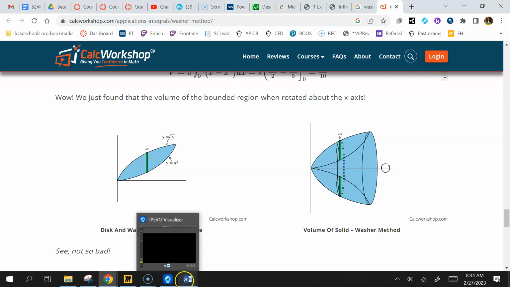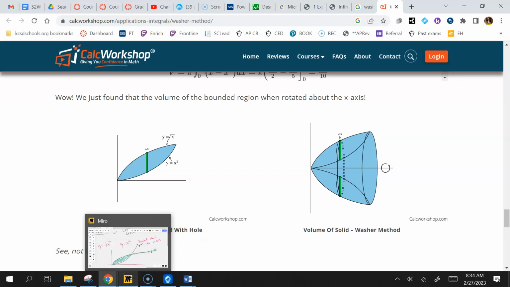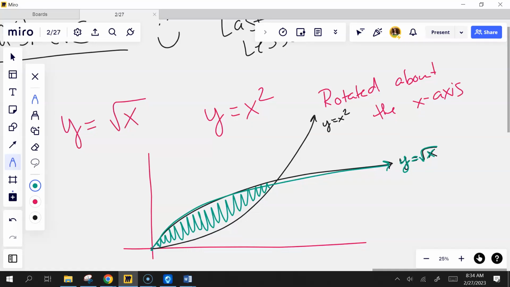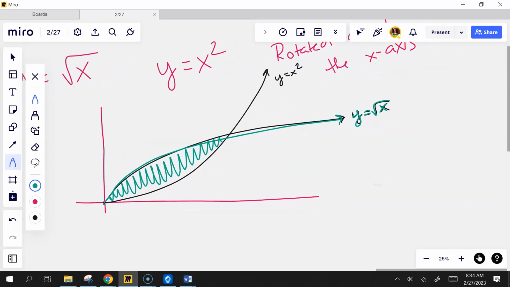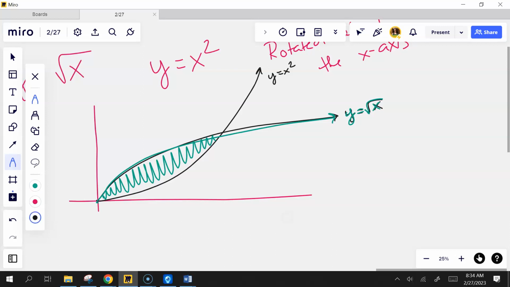So now the question is, how do I find that volume? Because volume is still the same thing. It's the integrated area, right? So I need to know the area of the circle that's happening. But because we all see this big fat hole that's here, I literally call this the hole. They call this a washer, because think about a washer, it's got a hole in the middle, right?